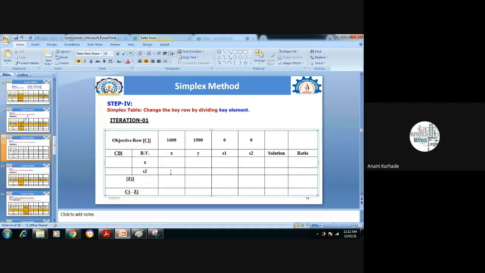Up to this, any doubt? Is it clear? Are you getting which one is entering and which one is leaving variable? Tell me fast. The variable from the column is the entering variable, and the variable from the key row is your leaving variable. So in the next table, don't write the leaving variable S1. Instead of writing S1, write down the entering variable X. Is it clear? Tell me fast.